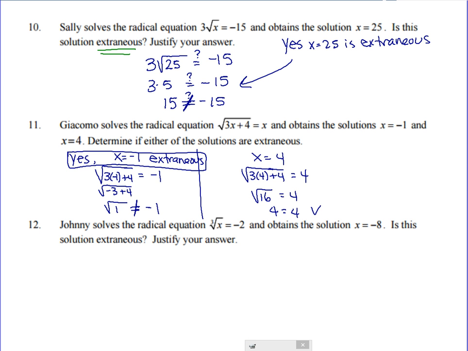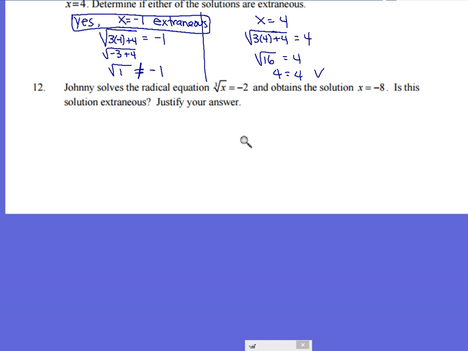So let's look at the last one. Johnny solves the radical equation and obtains the solution of x equals negative 8. Is the solution extraneous? So let's check. I think for some students you might think, oh, gut reaction, oh, if it's a negative, it's not going to work. But because it's a cube root, things are a little different.